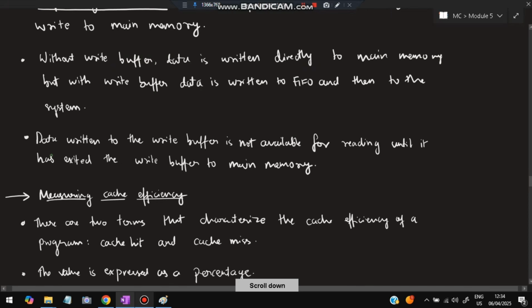Now, data written to the write buffer is not available for reading until it has exited the write buffer to the main memory. So you cannot read the data from the write buffer. It would again slow the system, so that option is not given. You can read the data after it is written to the main memory.